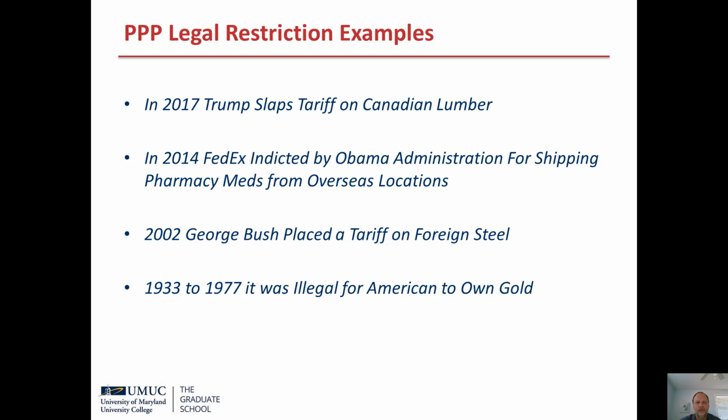Examples of legal restrictions on trade include, in 2017, Trump slapped tariffs on Canadian lumber. As a result, Americans pay more for lumber than Canadians. The Obama administration was very interested in protecting the pharmaceutical monopoly in the United States and indicted both FedEx and UPS for trying to bring in cheaper overseas meds. In 2002, George Bush also placed tariffs on foreign steel, making Americans pay more for steel than Europeans. This drastically hurt many of the small businesses in Michigan.